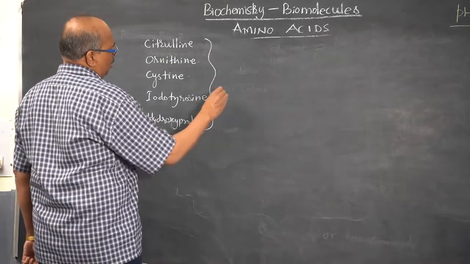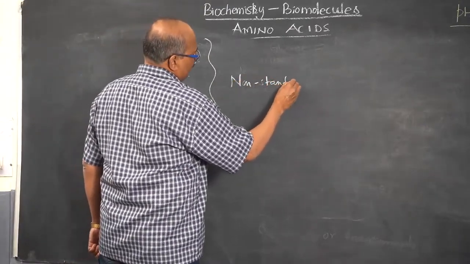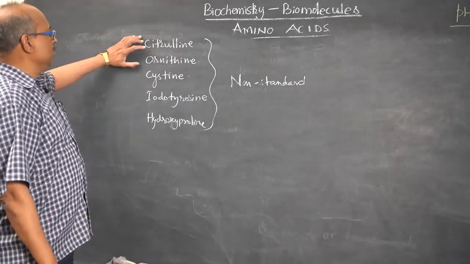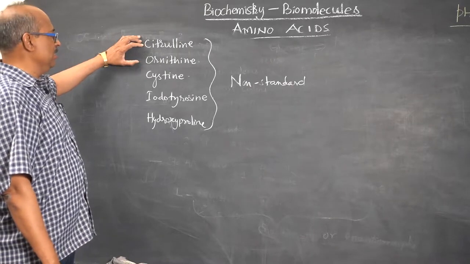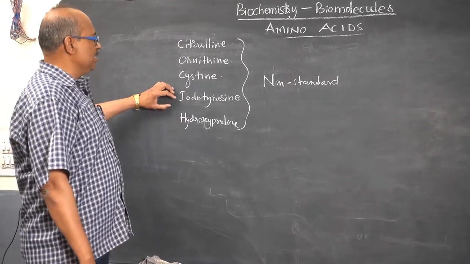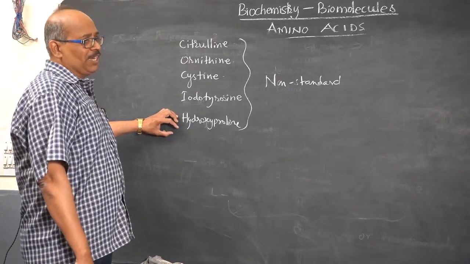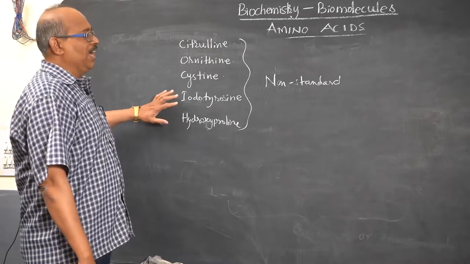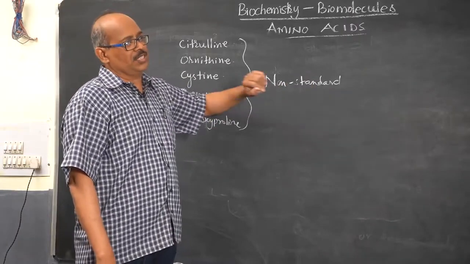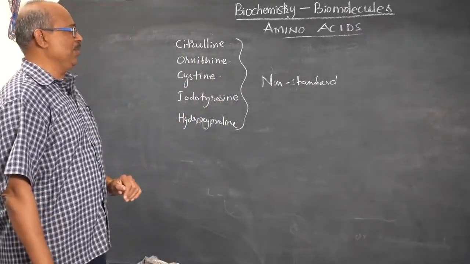So all these are non-standard. They are never directly incorporated into the protein. Citrulline and ornithine are generated during the urea cycle. Cystine is generated when two cysteines combine. Iodotyrosine is generated when tyrosine is iodinated. Hydroxyproline is generated when proline is subjected to hydroxylation. So they are non-standard. So at least we have 700 non-standard amino acids.